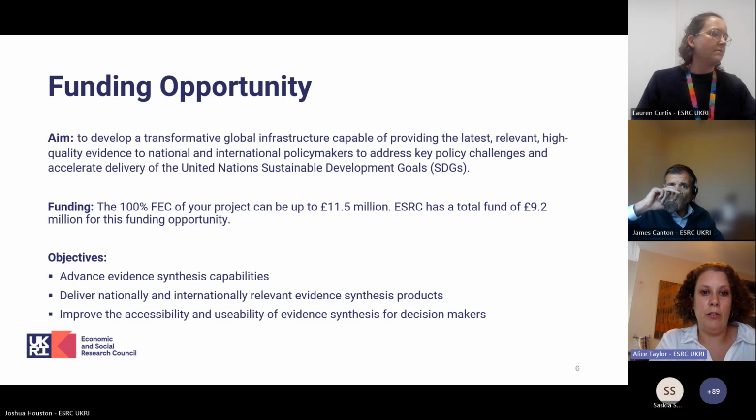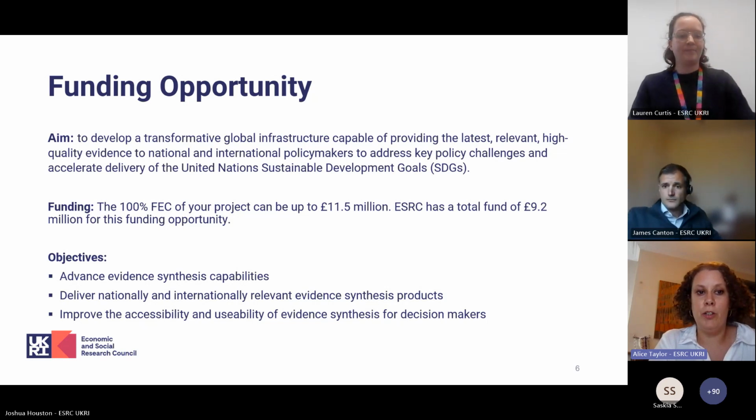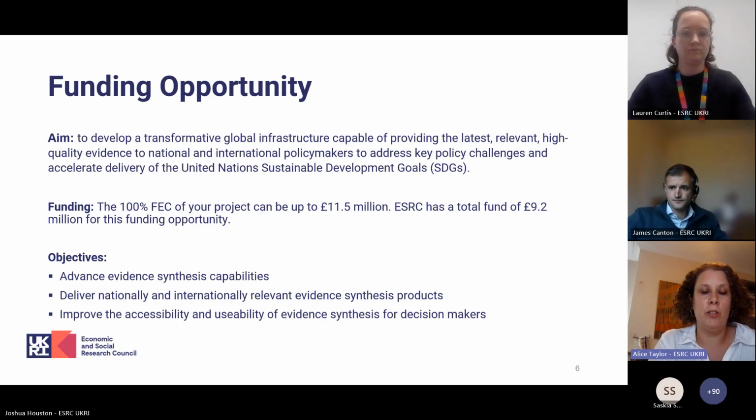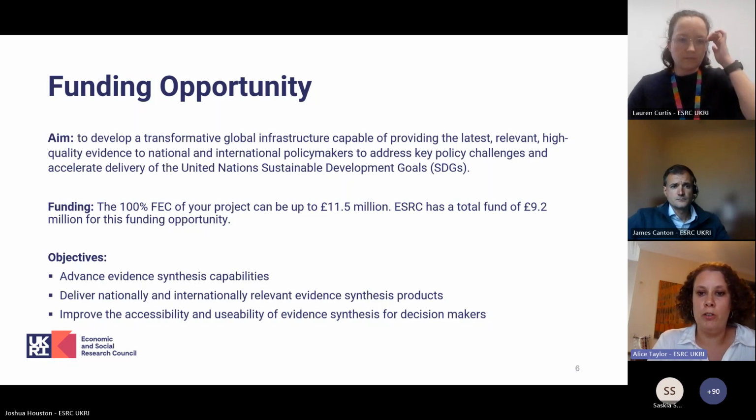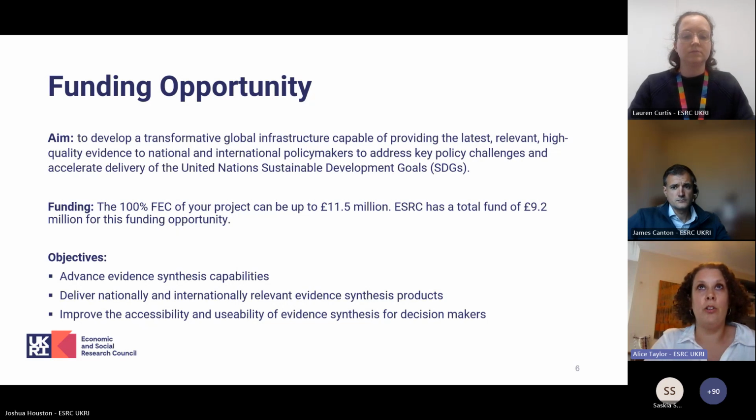The aim, as you'll see here, and as we've published on the UKRI funding finder, is we want this funding opportunity to develop a transformative global infrastructure capable of providing the latest, relevant, high-quality evidence to national and international policymakers to address key policy challenges and to accelerate delivery of the UN SDGs, the Sustainable Development Goals. The funding of your project can be up to 11.5 million, 100% full economic cost, and we have a total fund of 9.2 million for this funding opportunity.